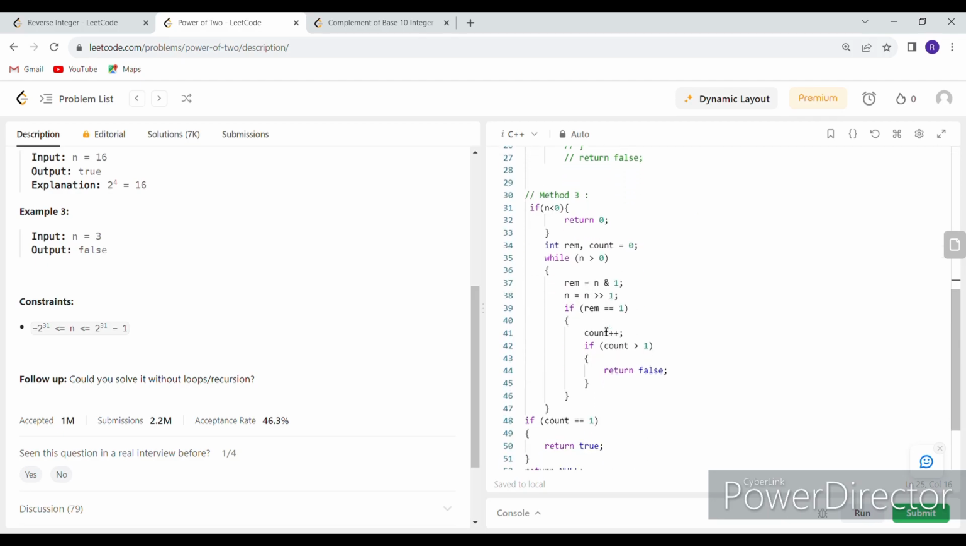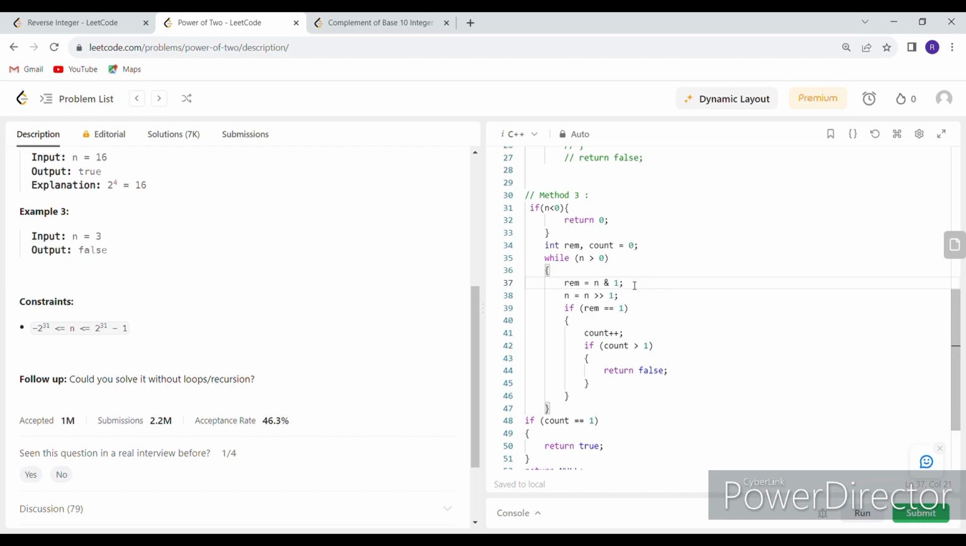Now let's see the third method, in which I am counting the number of ones in the binary representation of the given number. If the number of ones is exactly 1, then we can say that that particular number can be represented as a power of 2. If the number of ones is 0 or greater than 1, then that number cannot be represented as a power of 2. Okay, so this is the logic behind it.